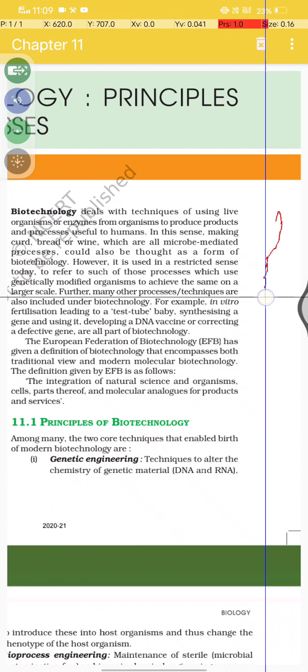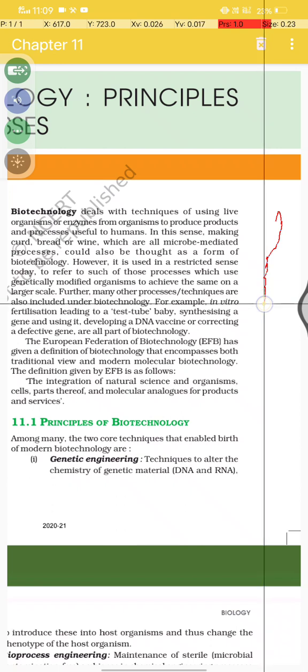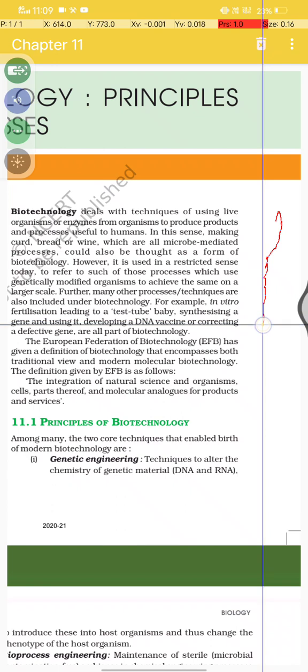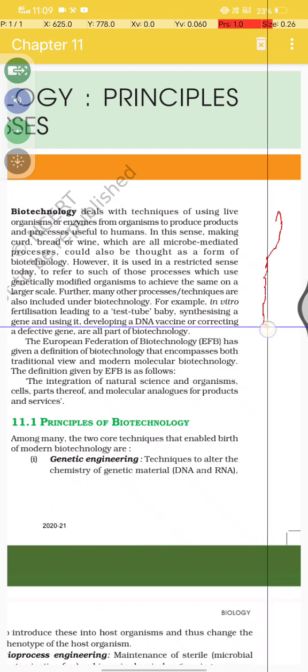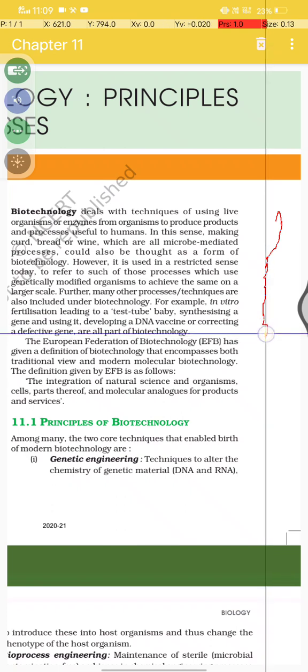Further, many other processes and techniques are also included under biotechnology. For example, in vitro fertilization leading to a test tube baby, synthesizing a gene and using it, developing a DNA vaccine, or correcting a defective gene are all part of biotechnology.